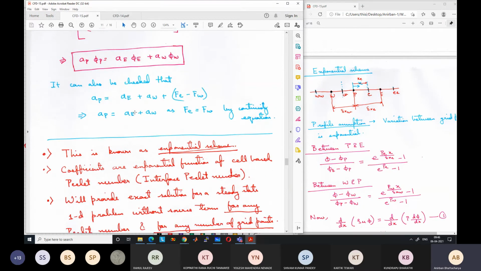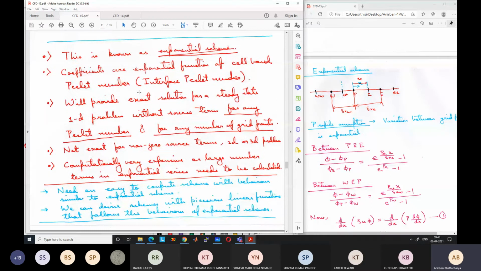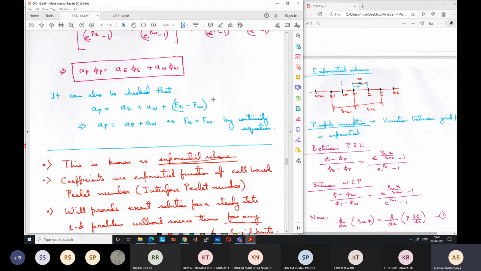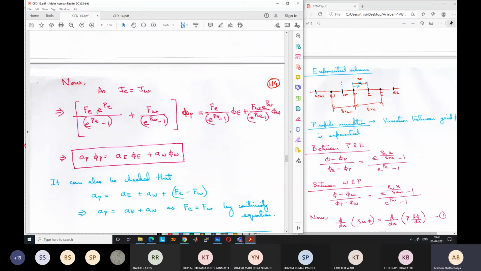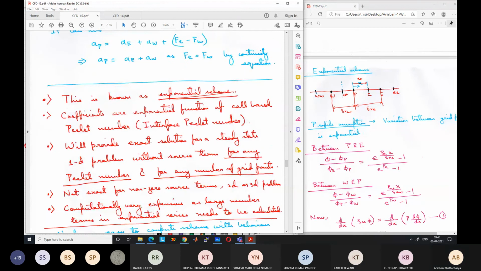Okay. So we'll summarize this and end this class today with this. This is known as the exponential scheme, where the coefficients are exponential functions of the cell-based Peclet number, the interface Peclet number. All the coefficients are functions of the Peclet number at the interface between the different cells. This will provide an exact solution for the steady state 1D problem without source term.